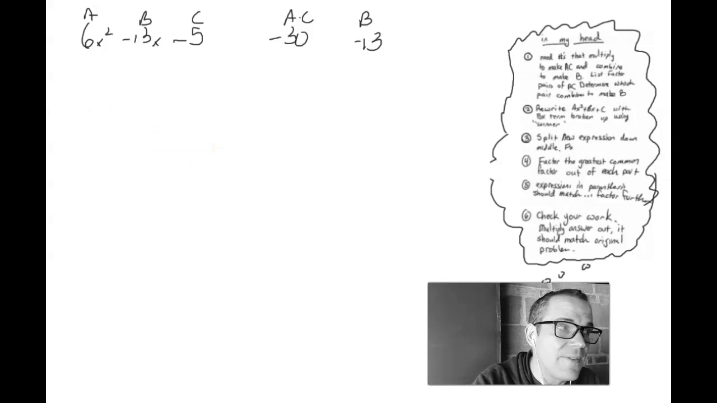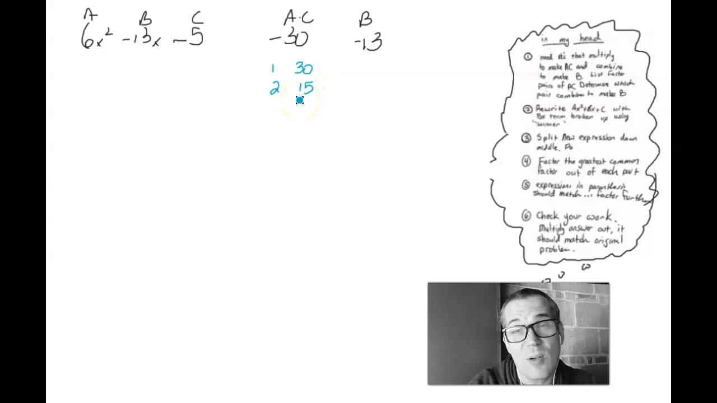Negative 30 has a lot of factors, so I'm definitely making a list. I'm always starting with 1. 1 and 30 work. I'll go up to 2. 2 goes in 15 times. If you need to get a calculator out to do 30 divided by 2 to get that the other factor is 15, please use a calculator to help you.